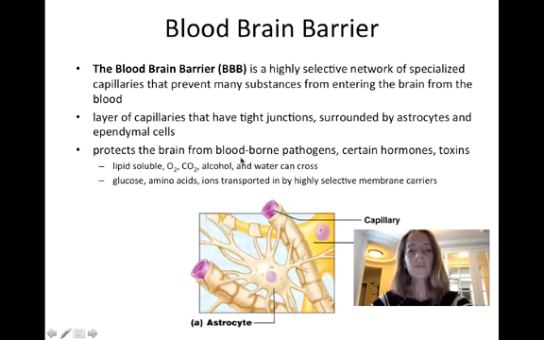So it prevents blood-borne pathogens from getting in, so bacteria, etc., certain hormones from entering, and certain toxins from entering the brain. Anything that is lipid soluble, or oxygen, carbon dioxide, alcohol, and water can cross the blood-brain barrier, but other substances such as glucose, amino acids, and ions that the brain does need will have to be actively transported by the very selective membrane carriers. If there are no carriers for a particular substance, then that substance cannot enter the blood-brain barrier.